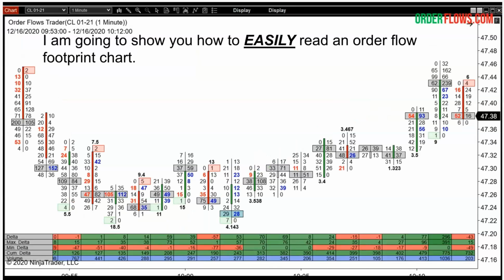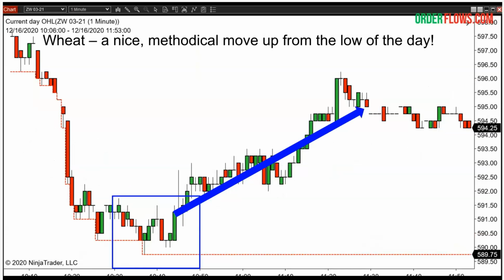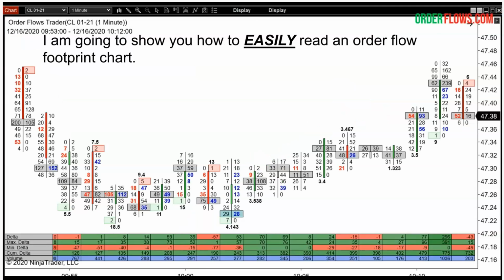And I'm going to show you how to easily read an order flow footprint chart. This is an order flow footprint chart as opposed to a normal bar chart. And you're going to see there's a lot of information if you know what to look for. I'm not saying you have to analyze every tick. That's what some people will have you believe, that order flow is about analyzing every single tick that goes through and trying to put it in pieces of the overall trading puzzle.